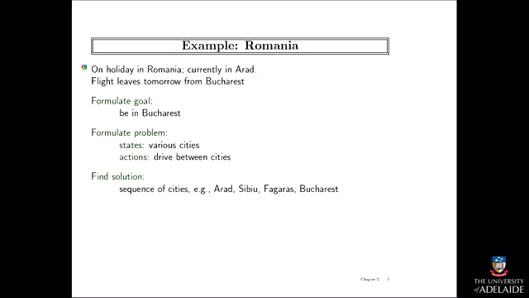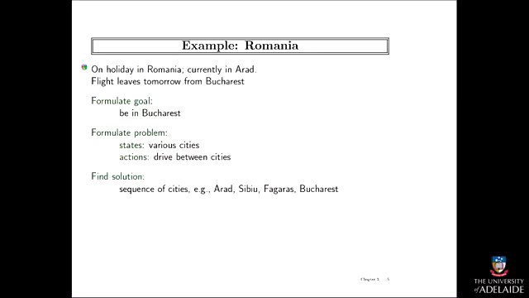But perhaps it's that actually our visa is about to expire and we better get to Bucharest because that's the only place that we can get a flight out of the country. So that's our goal formulation. What is the thing that is most important to us at the moment? So perhaps it's that we have to be in Bucharest so that we can get a flight tomorrow.